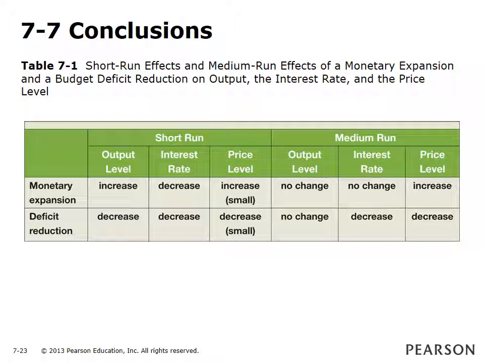Table 7-1 shows that changes in policy have different effects in the short run and in the medium run. Disagreements among economists about the effects of various policies come from differences in the time frame they have in mind and how quickly they think the economy adjusts to shocks. Those who are focused on the long run support fiscal consolidation since it leads to higher investment and thus higher output in the long run.